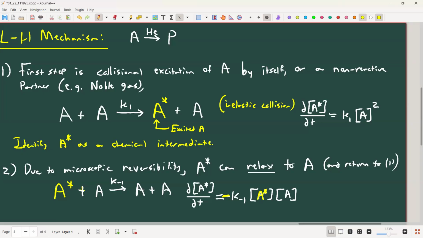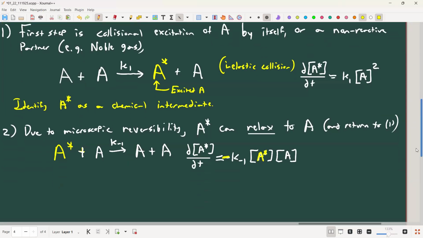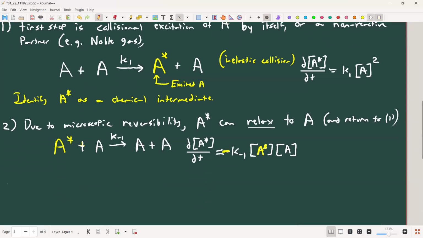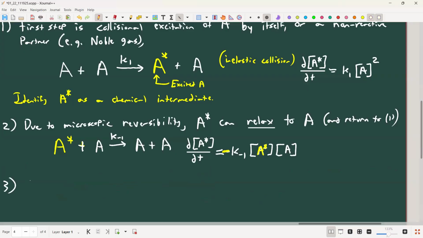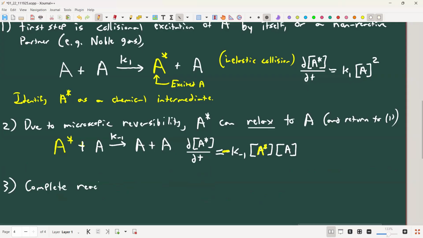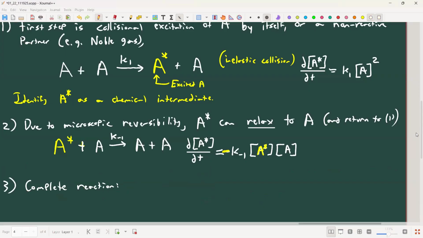Right, and then there's one more step. A can go backwards, often, but A can also move forward. We can take A star and then react to form P. So there's one other way to remove A star, which is just to complete the reaction. And again, I'm going to write it in terms of A star.